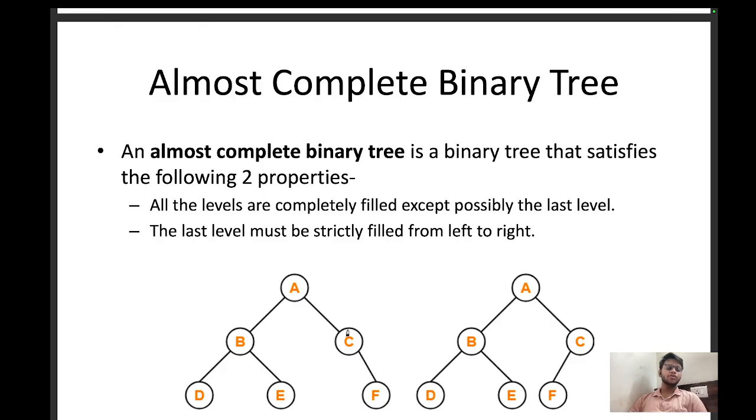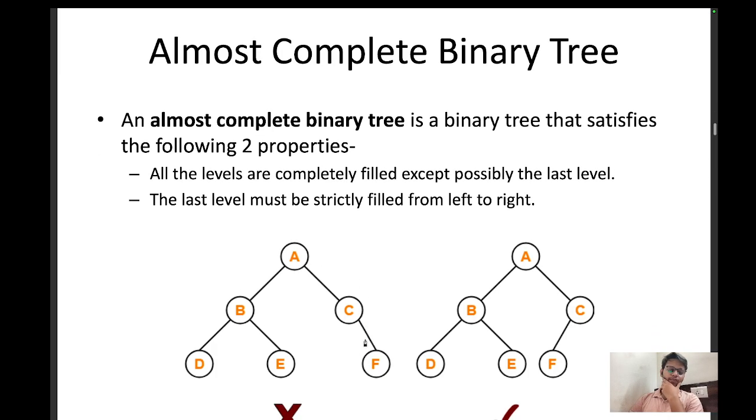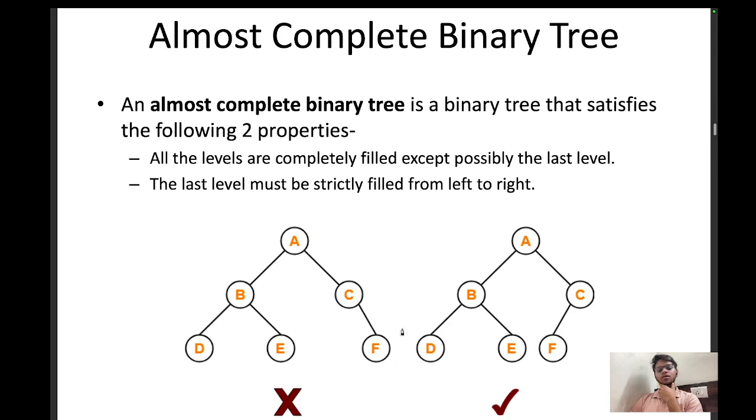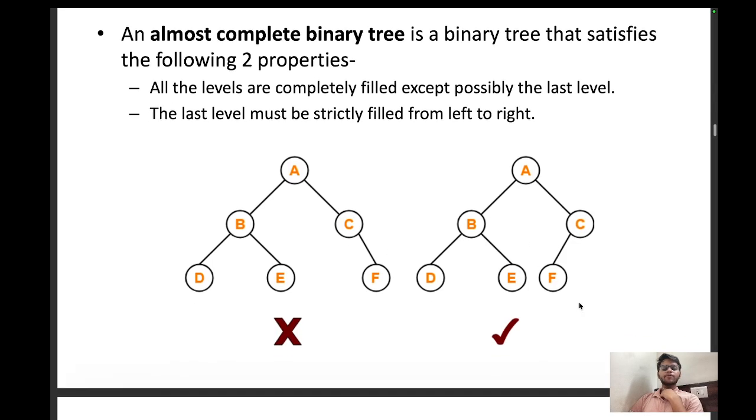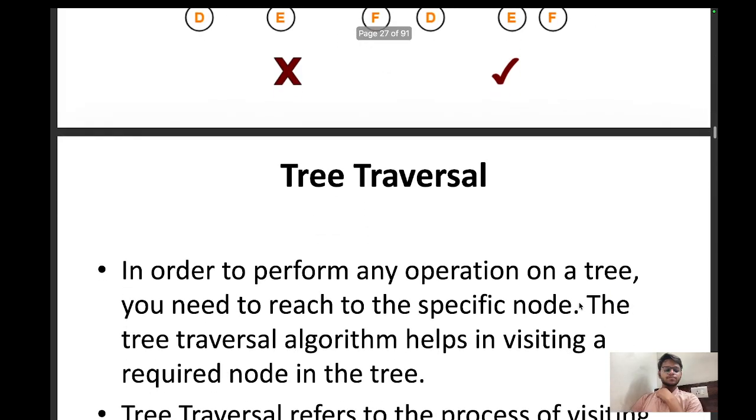So the last level must be filled from left to right. But here in the first figure we see that F is associated with the right side of the last node. So we have to have it on the left side of the node first, and then we can have it on the right side. That would be the conventional way for this.